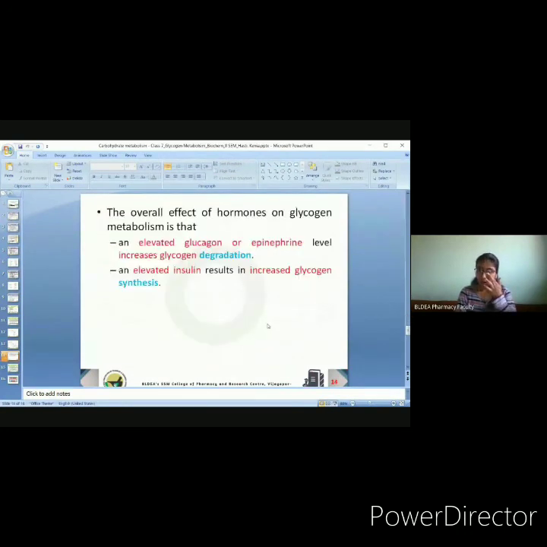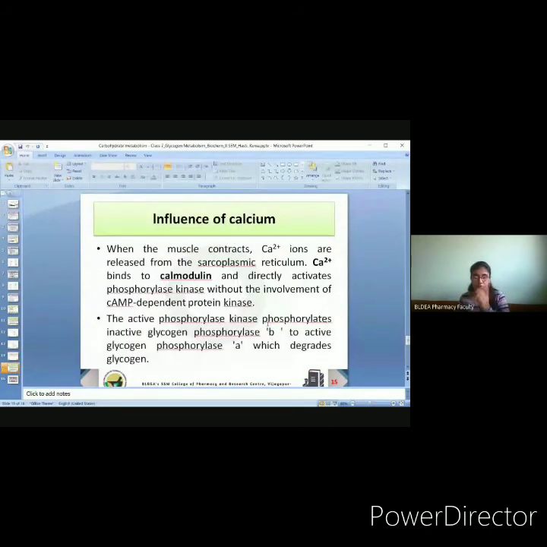Fine. Now coming to the influence of calcium. This is also important in order to regulate glycogen metabolism. We are very familiar that muscles consist of sarcoplasmic reticulum. Now these sarcoplasmic reticulum require calcium for their activity. Whenever calcium molecules are released from the sarcoplasmic reticulum, when the muscle contracts, there is a contraction of all the cells. During this contraction, calcium ions are released.